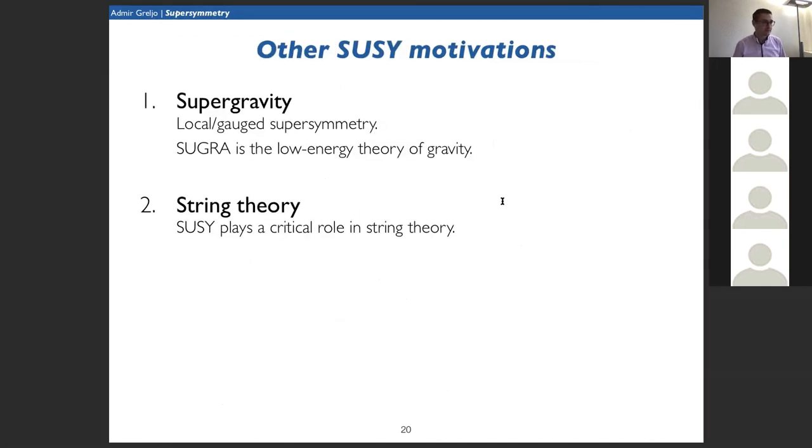Other motivations for supersymmetry would be supergravity. Supersymmetry is a global transformation. Remember that epsilon did not depend on x. But if you gauge it, you get something called SUGRA, which is a low energy theory of gravity. And also supersymmetry plays a critical role in string theory. It is in the basis of string theory, which is one of the most celebrated frameworks to go to quantized gravity. So supersymmetry is all over the place.